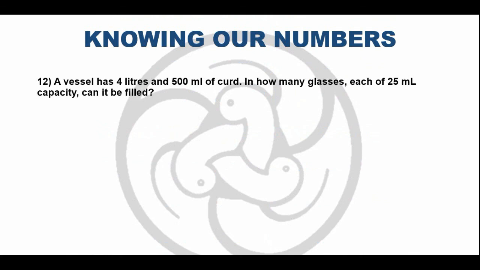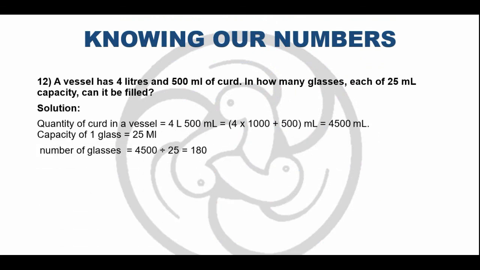So the next question is: a vessel has 4 liter and 500 ml of curd. In how many glasses, each of 25 ml capacity, can it be filled? So there is one vessel filled with curd of 4 liter and 500 ml. There are glasses of 25 ml capacity given here. We have to fill the 25 ml glasses with this curd. So what you are doing here is sharing the total curd into smaller glasses. That means you have to divide.